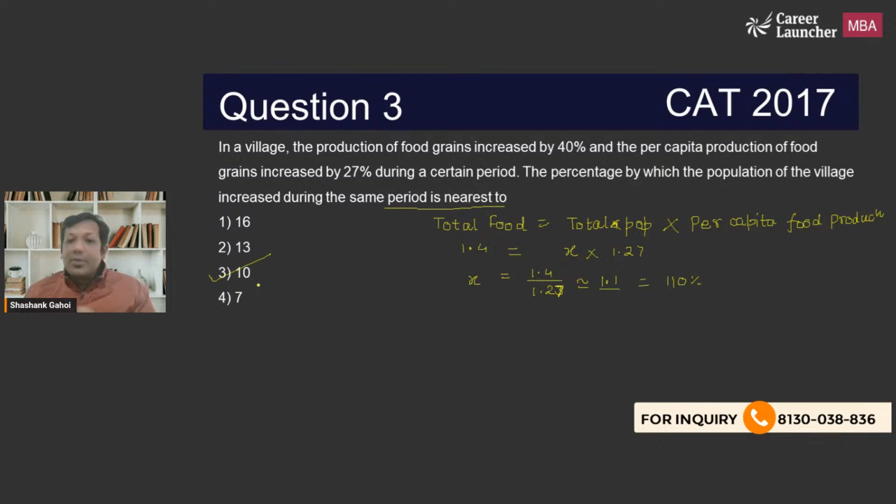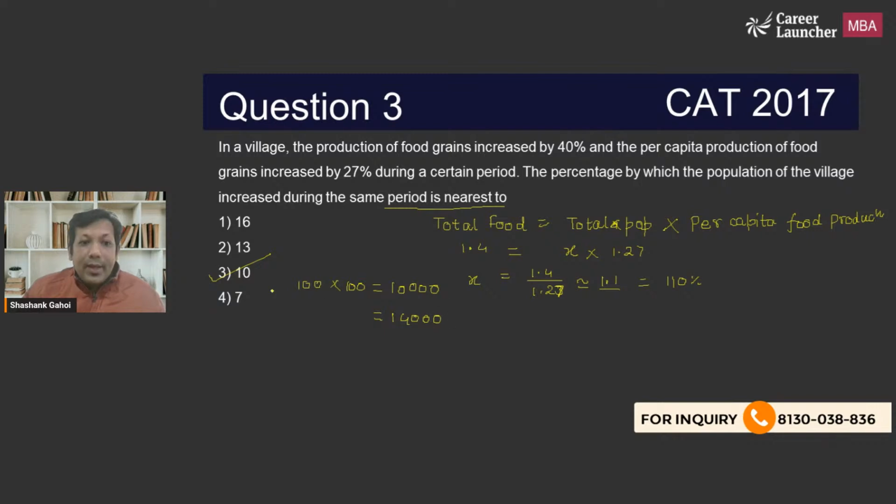Now, this is one of the approaches of this question. Now, what is the second approach? I can assume that total population is 100 and per capita food production is also 100, right? So what is the total food production? That is going to be 10,000, right? Now, total food production has increased by 40%, so it has become 14,000.